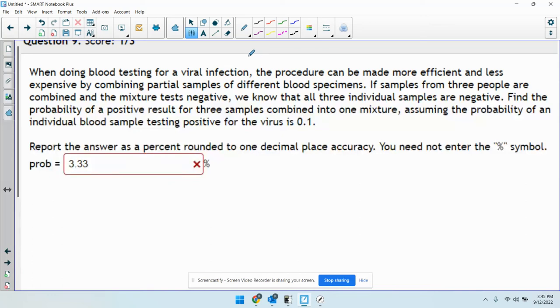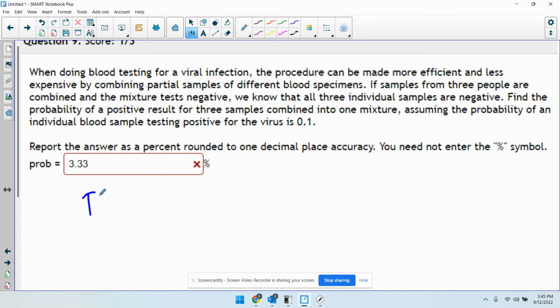Okay, this says when doing blood testing for a viral infection, the procedure can be made more efficient and less expensive by combining samples of different blood specimens. If samples from 3 people are combined and the mixture tests negative, then we know that all 3 individual samples are negative. So it wants us to find the probability of a positive result for the 3 samples combined in the one mixture. We're going to assume that the probability of an individual blood sample testing positive is 0.1.